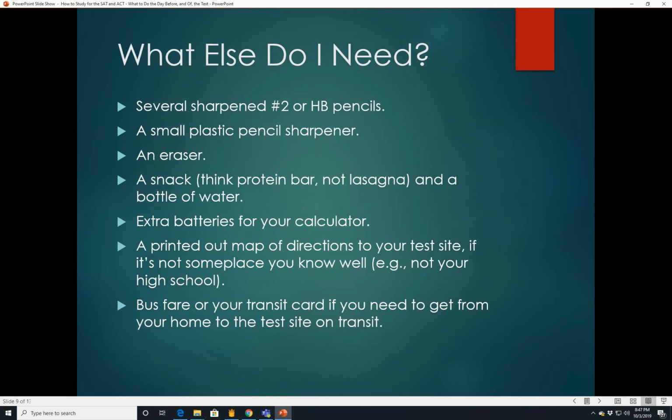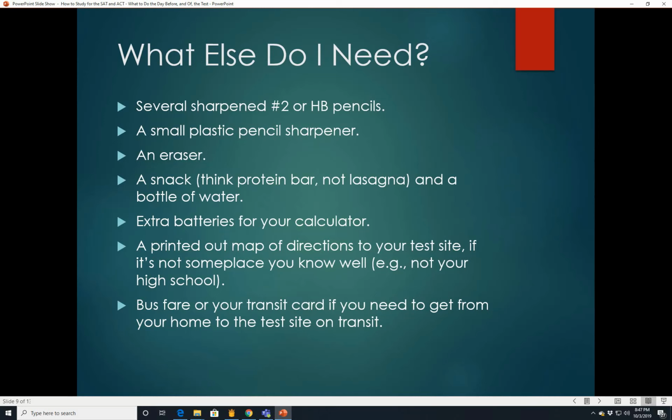What else do I need? Several sharpened number 2 or HB pencils. Number 2 pencils are the most common kind of pencil that you would use in school, but if you have a drafting pencil that's labeled HB, that's fine too. A small plastic pencil sharpener, they'll probably let you bring that in no problem, because what are you going to do with it other than sharpen a pencil?